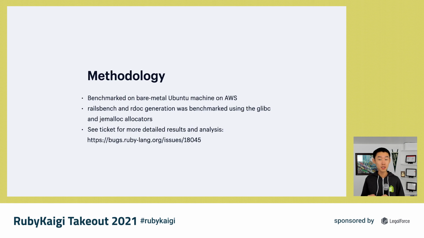Our benchmarking was done on a bare metal Ubuntu machine on AWS. Railsbench and rdoc generation was benchmarked using the glibc and jemalloc allocators. glibc and jemalloc are implementations of the C library function called malloc, used to allocate memory. Different allocators are implemented differently, and so they have different properties. glibc is the default allocator in Ubuntu. If you're interested in looking at more in-depth results and analysis, check out the ticket linked in the slides.